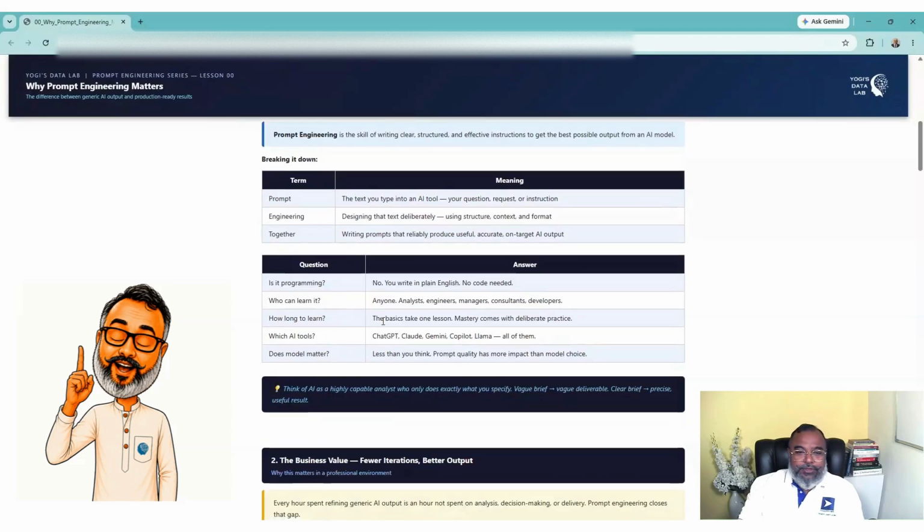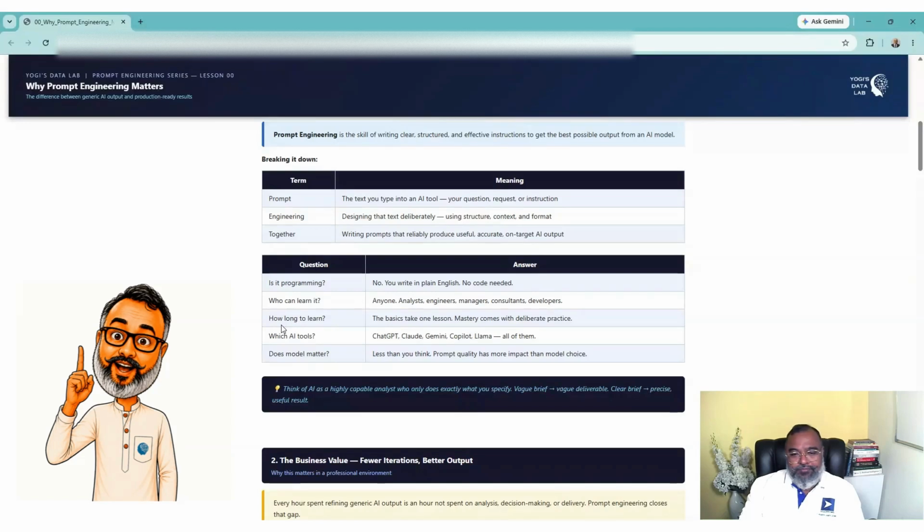A couple of common questions that I get: is it programming? No, it is not programming at all. You can use simple English or any other language, and you can try to talk to it. Who can learn it? Anyone. Analysts, engineers, managers, developers, non-tech people who are not from any technical background, who have come from some other industry, can also use this.